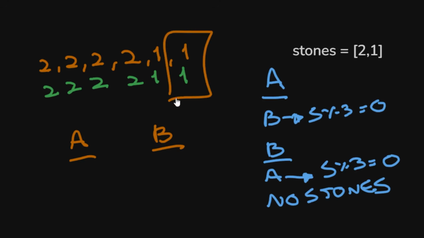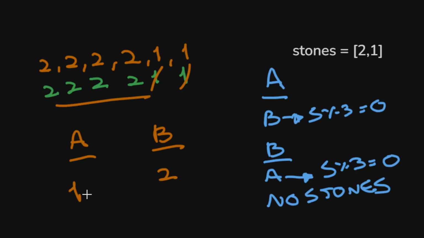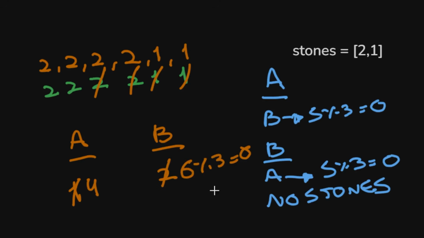And what would happen if we had one more 1? Well, in Alice's turn, we can start by taking a 1. Next, in Bob's turn, we have to take the other 1. Remember that if we take a 2, we lose, so we have to take the other 1. In Alice's turn, we have to take a 2, and 2 plus 2 is equal to 4. This will be the score at this point. And then in Bob's turn, we have to take another 2. 4 plus 2 is equal to 6. And now 6 modulo 3 is equal to 0. At this point, Bob loses, Alice wins.